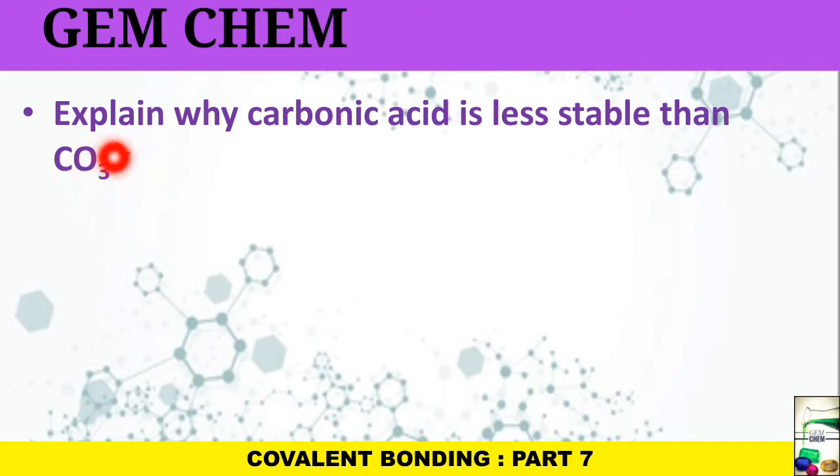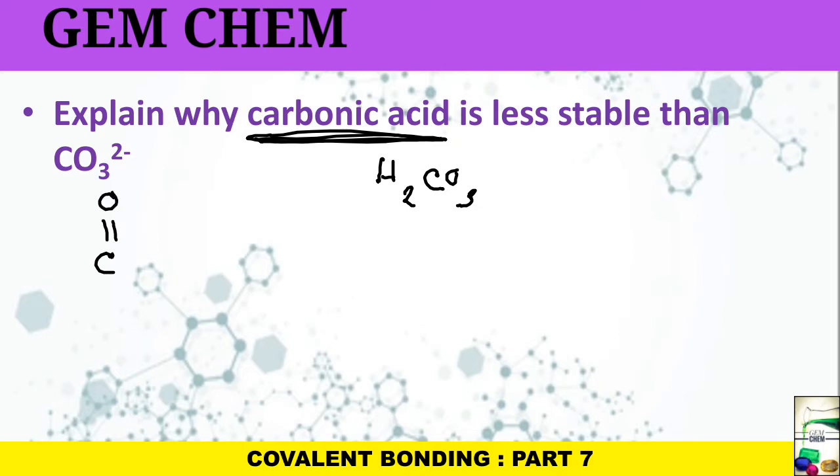than CO3 2-. As we have already seen the resonance structure of CO3 2-, now we are going to see the resonance structure of carbonic acid. Now what is carbonic acid? This carbonic acid is H2CO3. So it can be drawn like this: carbon double bond oxygen, and these two oxygens are occupied by hydrogens.